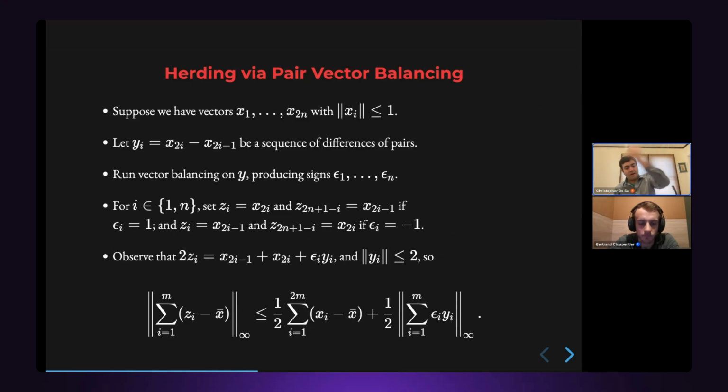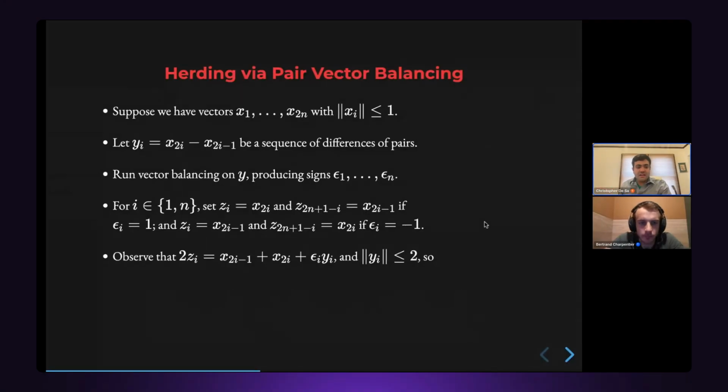I assign the first example of the pair to the end and the second example of the pair to the beginning. And you can show that if you do this, the L infinity norm of this herding worst case value over the whole permutation is bounded from above by 1/2 times the L infinity norm of the previous permutation plus 1/2 times the vector balancing bound.